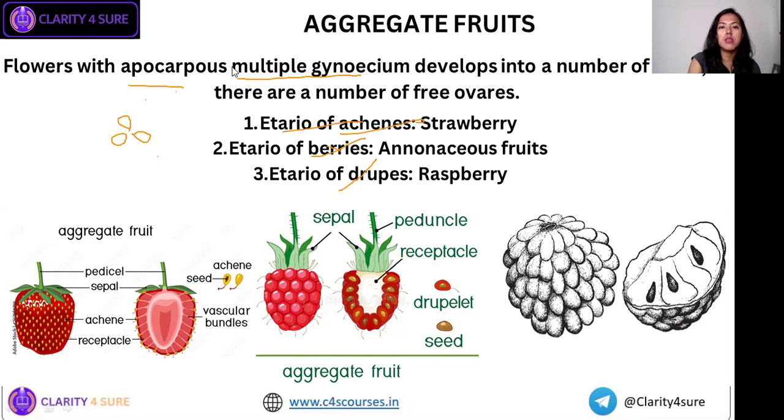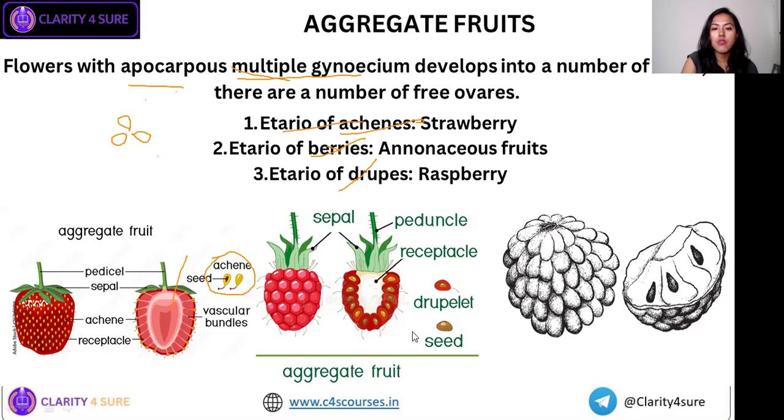But since they are from multiple ones, so these are multiples. Okay, so here you see, these are achenes. Each seed, each achene. This one you see, achene. Right? So etaerio of achenes, that means a collection of achenes that will give you a strawberry, aggregate fruit.